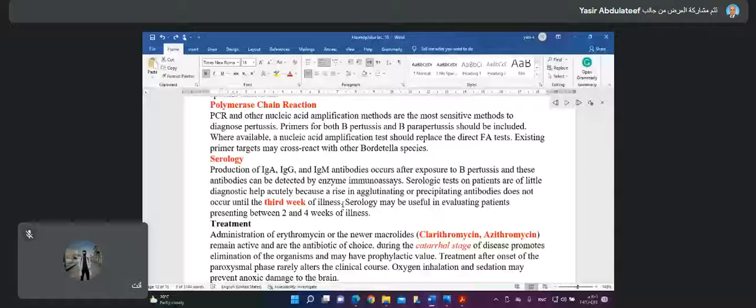Of course, the drug of choice is clarithromycin, which could be replaced by azithromycin, but it must be given in the catarrhal stage. In the paroxysmal stage it is of no benefit, and in the convalescent stage it is also of no benefit.